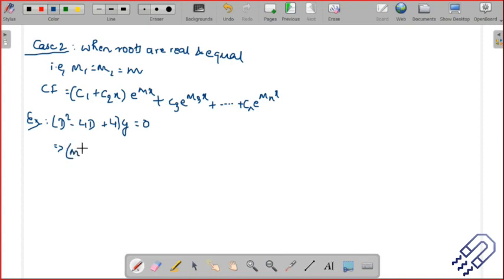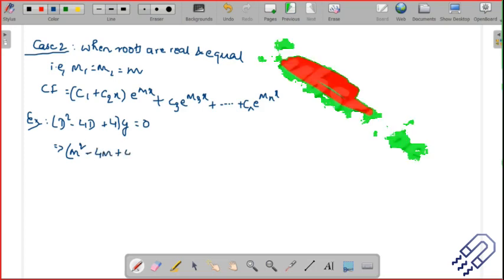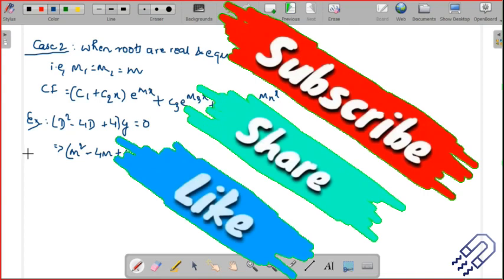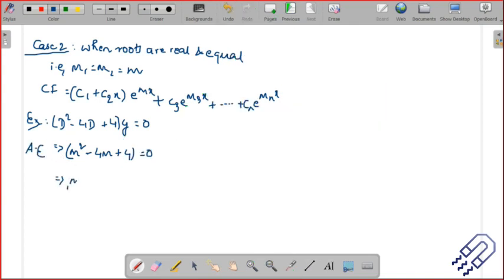If I write down the auxiliary equation, this will be m square minus 4m plus 4 is equal to 0, and if I solve it, this will be m minus 2 whole square is equal to 0. So that means I'll have m is equal to 2, 2. There are two solutions, but both are the same, both are equal. So there is no third solution, so there won't be any c3 term.